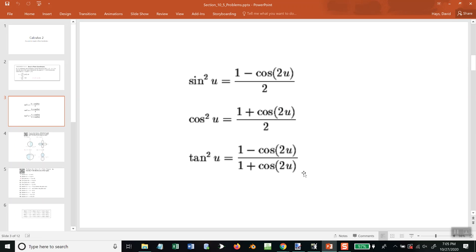But I pulled this from another page, just the power reducing formulas. I expect the problem would be so hard if you use the tangent squared, you wouldn't be able to solve it if you use this formula. There's another way to find the interval for tangent squared, of course.